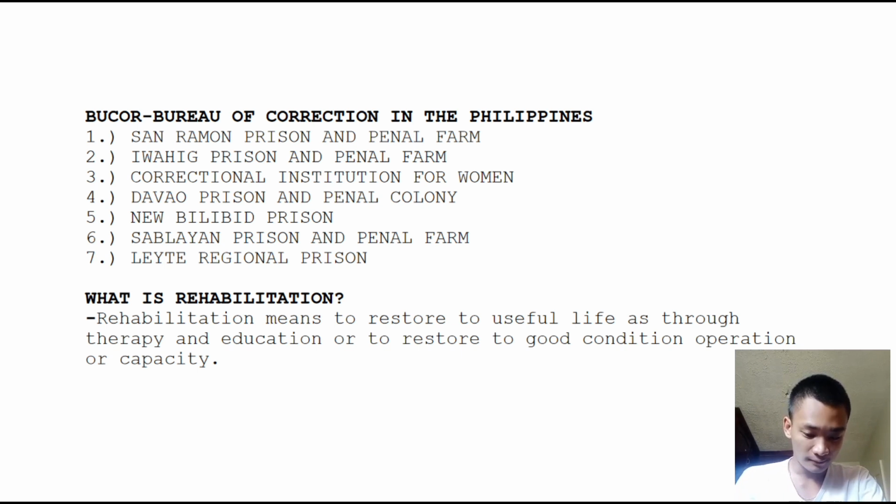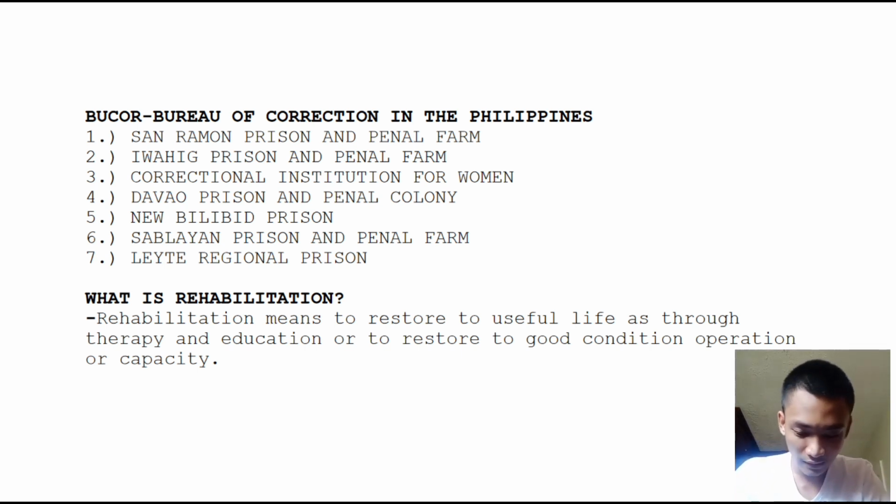Number 3, Correctional Institute for Women. Ito naman ay nasa Mandaluyong, Metro Manila. Number 4, Davao Prison and Penal Colony. Ito naman ang nasa Davao del Norte. Number 5, ito, sigurado alam nyo na to kasi madalas nyo itong naririnig. New Bilibid Prison. Kahit sa mga palabas o sa mga balita, sikat tong na to kasi dito to sa Manila, sa Muntinlupa, Metro Manila. Number 6, Sablayan Prison and Penal Farm. Ito naman ay nasa Occidental Mindoro. Number 7, Leyte Regional Prison. Ito ay nasa Abuyog, Leyte.